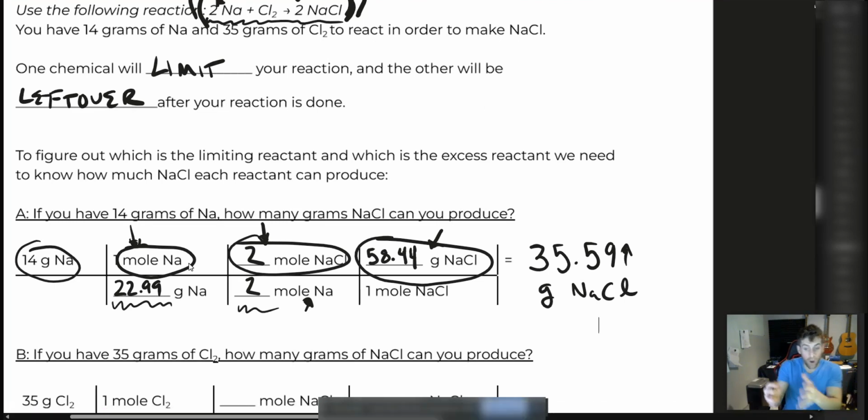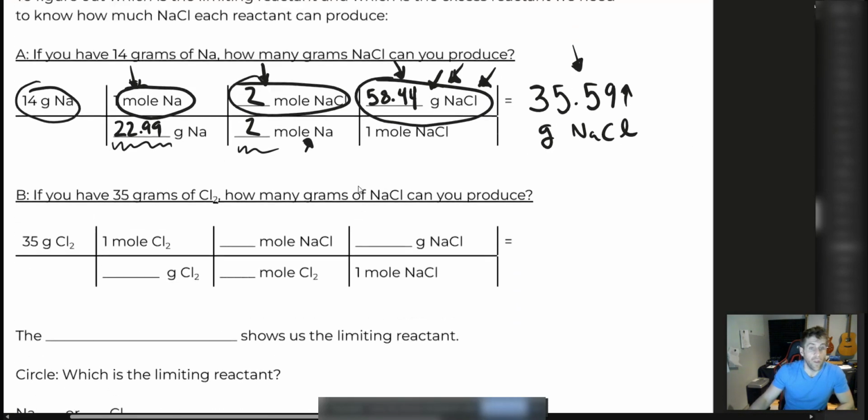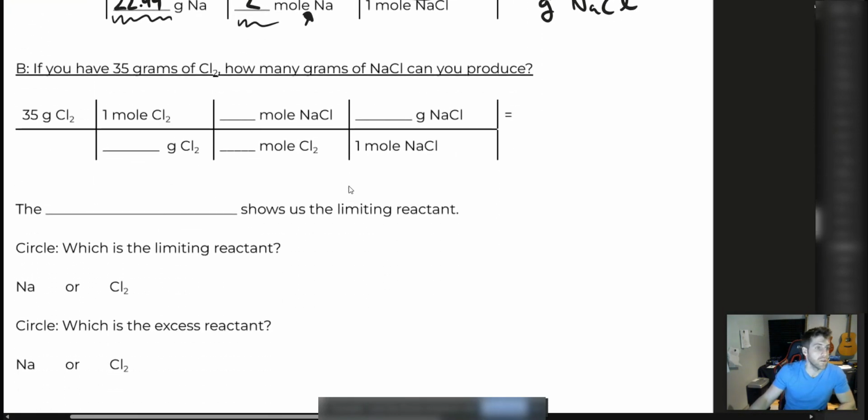So even though in 1 mole of sodium chloride, which you can notice right here where I'm putting all of these arrows, we have 58.44, because we were only given 14 grams of sodium, or Na, we produce less. We produce less of this. So we would require more sodium in order to produce more sodium chloride in this given reaction. Less than 1 mole, that is. Okay, let's look at this next one.